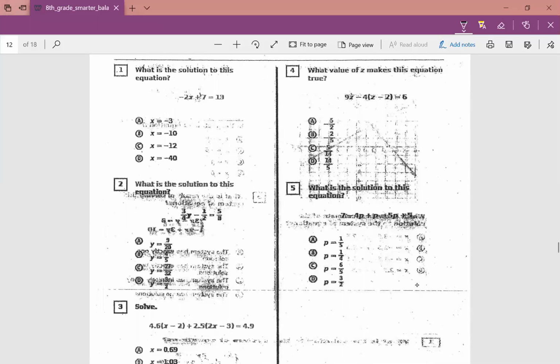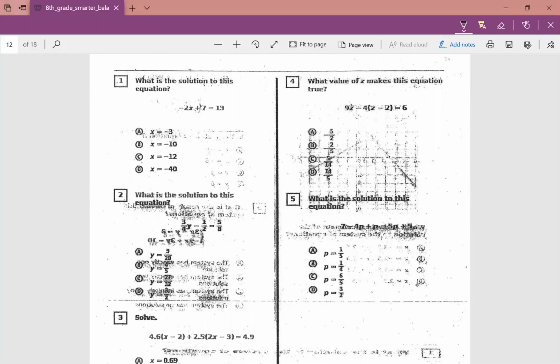Going down to page 12. Just find it on mine. This is question number 1. Hold up. Mine are not lined up here. Page 12, question number 1.